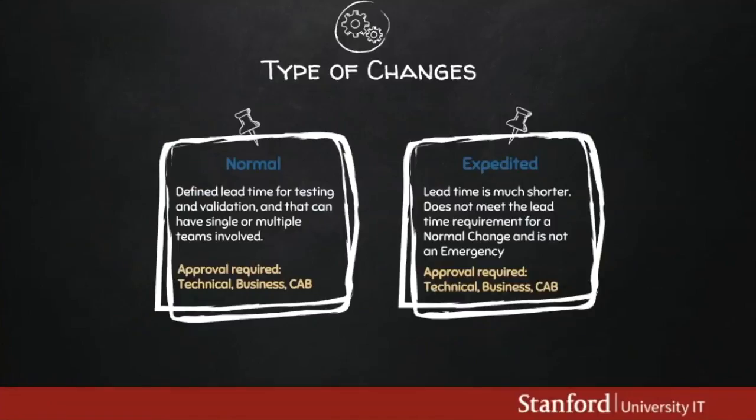So there's 5 different types of changes. There's a normal and an expedited change. And the only difference between these 2 change requests is the lead time. So with the normal change, you've put it through, and it has a defined lead time for testing and validation. And with the expedited change, it's the same thing, except the lead time is shorter. And we'll get to what the lead times are in a few more slides.